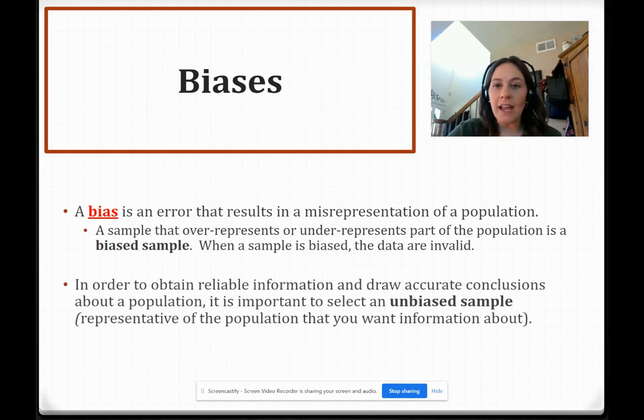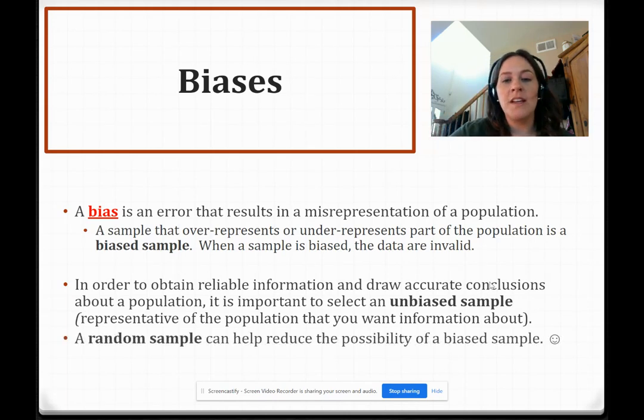In order to obtain reliable information and draw accurate conclusions about a population, it's important to select an unbiased sample. Basically, it's important to make sure you pick a sample that is representative of the population you're trying to learn about. A random sample, as we mentioned earlier, can help reduce the possibility of a biased sample. A lot of people ask, if you use randomness to select your sample, does it guarantee you have an unbiased sample? And that is not necessarily true, but it can help reduce the chance that you have a biased sample.